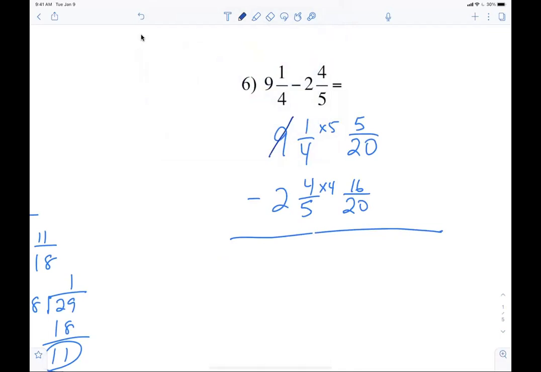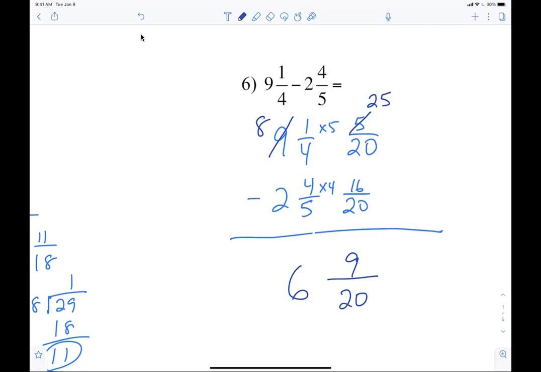So the 9 becomes an 8, and the 5 becomes a 25. Wow, thank you very much. And then 25 minus 16 is 9, and then 9 over 20. And 8 minus 2 is 6. So you get 6 and 9 over 20. I'm pretty happy with that.